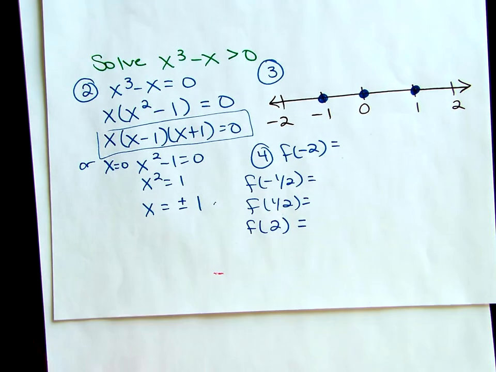So if you find 3 boundary points, you're going to have 4 intervals. If you find 2 boundary points, you're going to have 3 intervals. So notice you have 1 more interval than you do boundary points. That tells you how many times you're going to test these numbers.